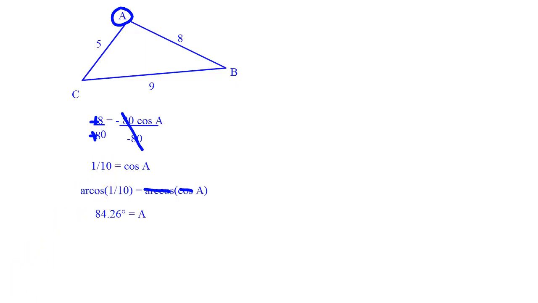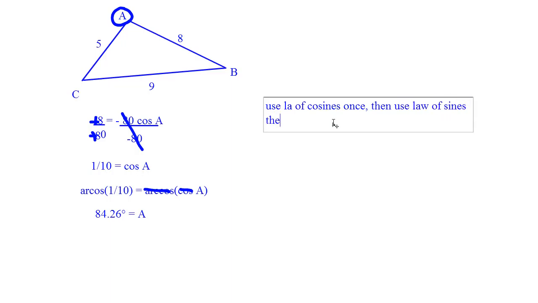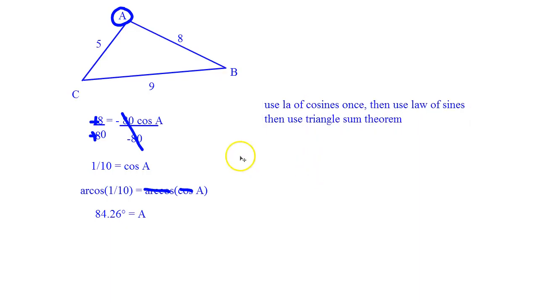That's it for working with law of sines and law of cosines. Before we leave, my recommendation is to use law of cosines once, then use law of sines in this problem, then use the triangle sum theorem to find the missing angle. Once you get this angle, you can find one of these other two angles through law of sines, and then since you have two angles, you just subtract those from 180, and you should be able to find this missing angle.